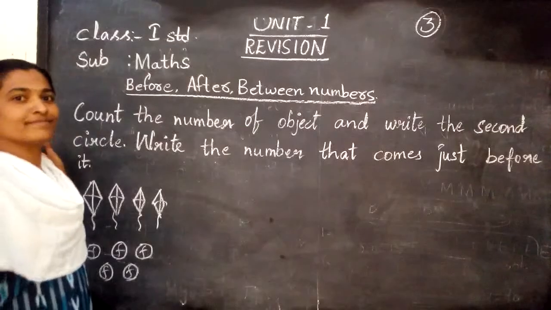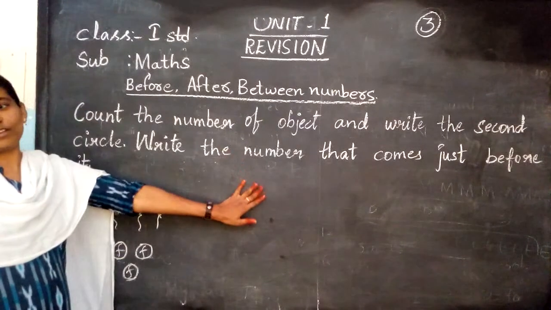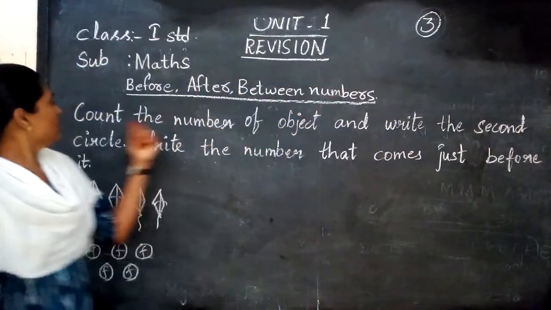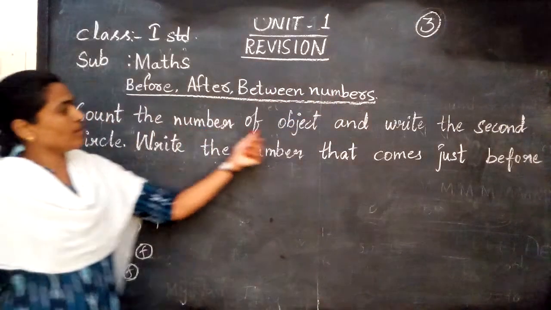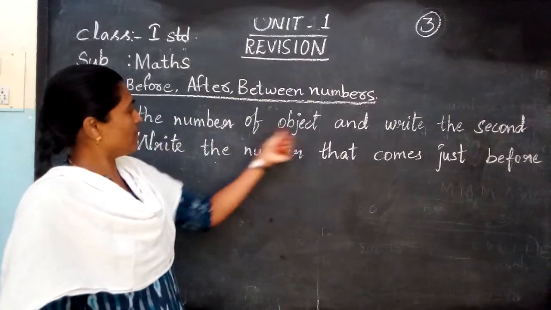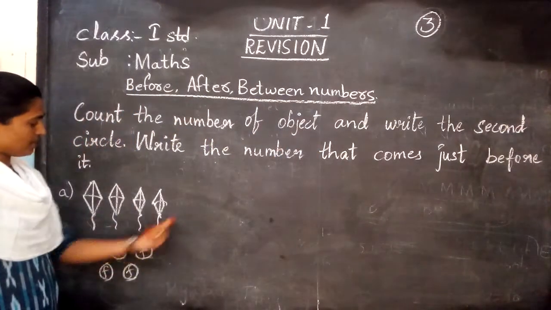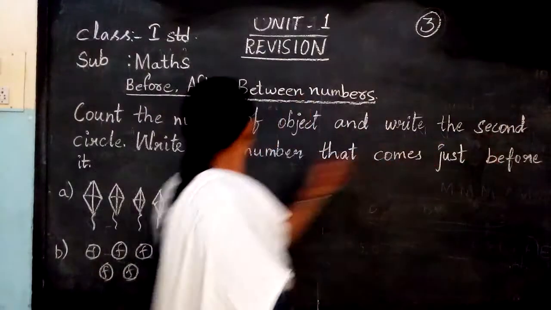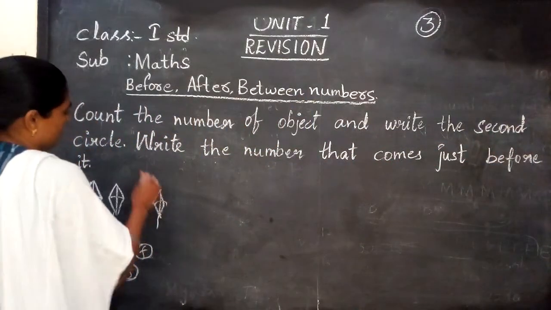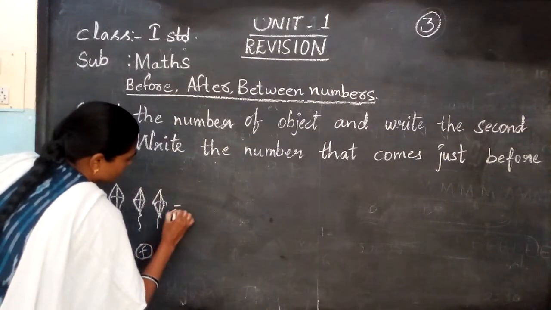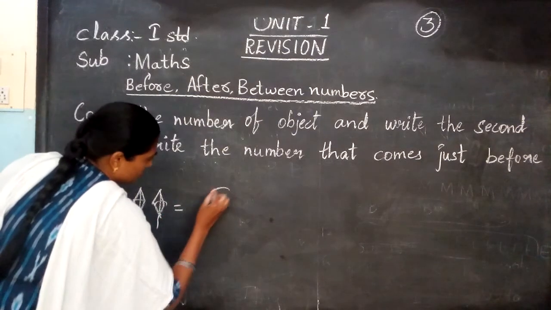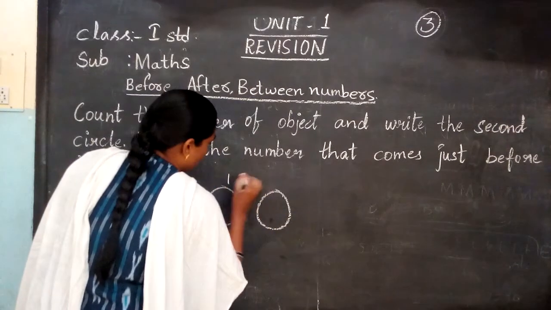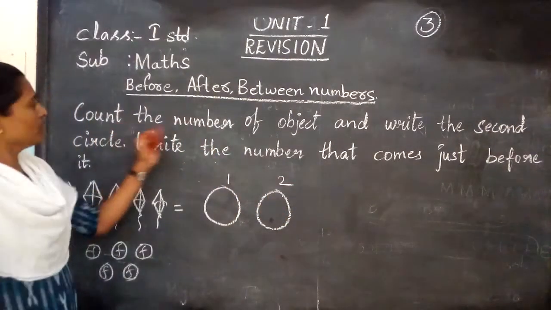Okay, now let us go to another topic, that is before, after, and between numbers. Now see here. Count the number of objects. Here some pictures I have drawn; these are only objects. And write in the second circle. See here, these are two circles, circle 1 and circle 2. Count the number of objects.